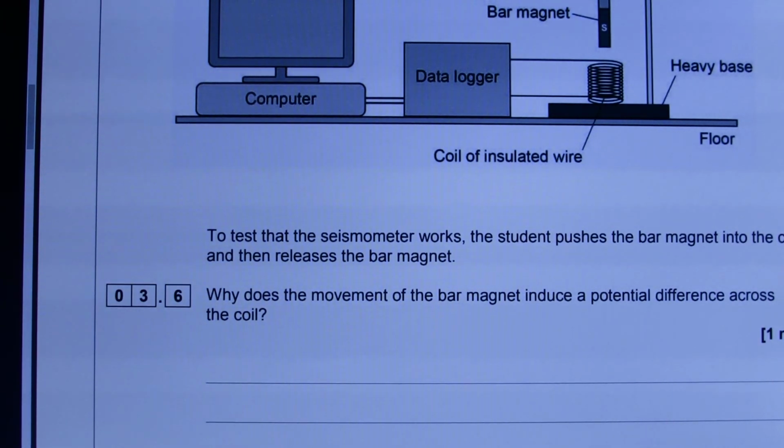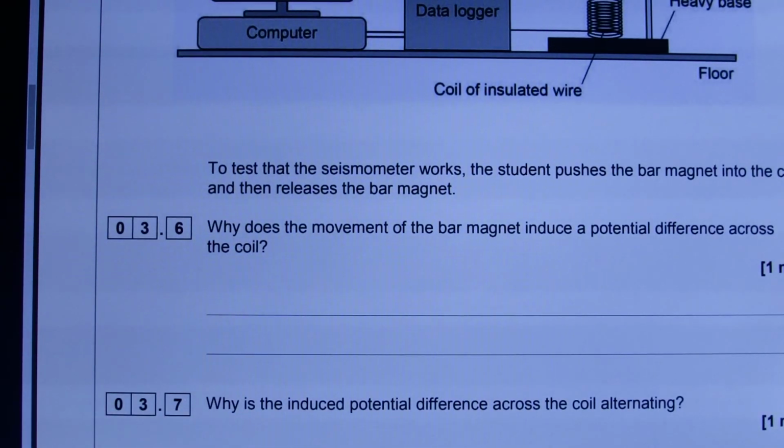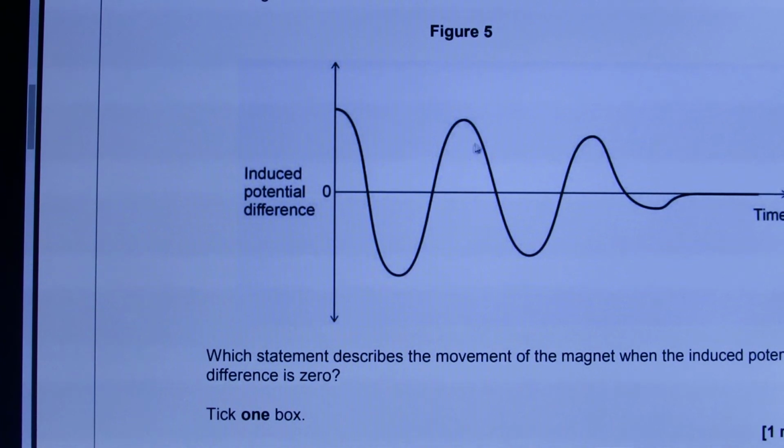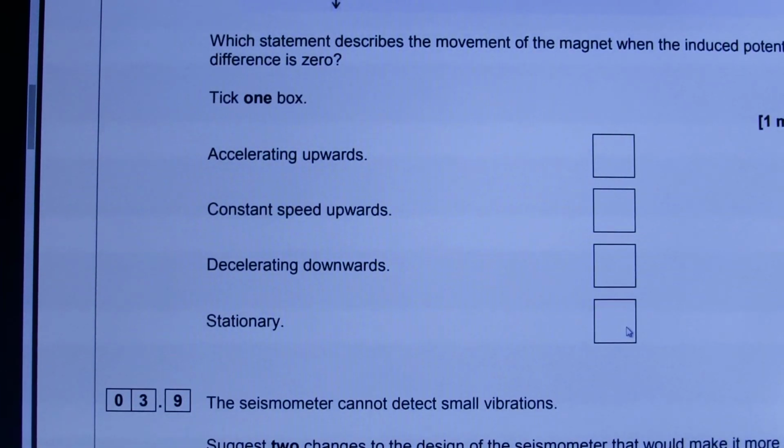Why does the movement of the bar magnet induce a potential difference across the coil? Because you're moving a magnet past a conductor. Dynamo effect happens. I think it's left-hand grip rule for dynamo. Why is the induced potential difference across the coil alternating? Because the magnet is bouncing up and down, not just passing through in one direction. Boing. There you go. The description of this is boing. Which statement describes the movement of the magnet when the induced potential difference is 0? Stationary.